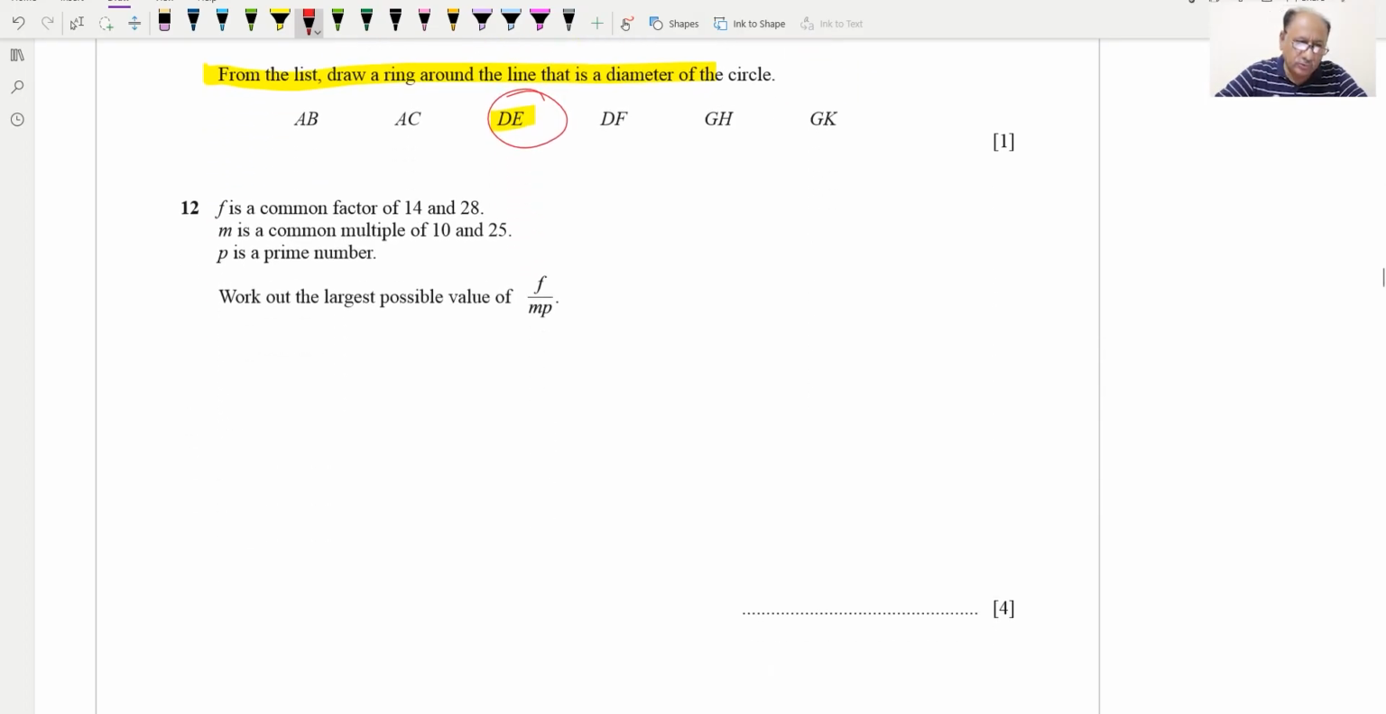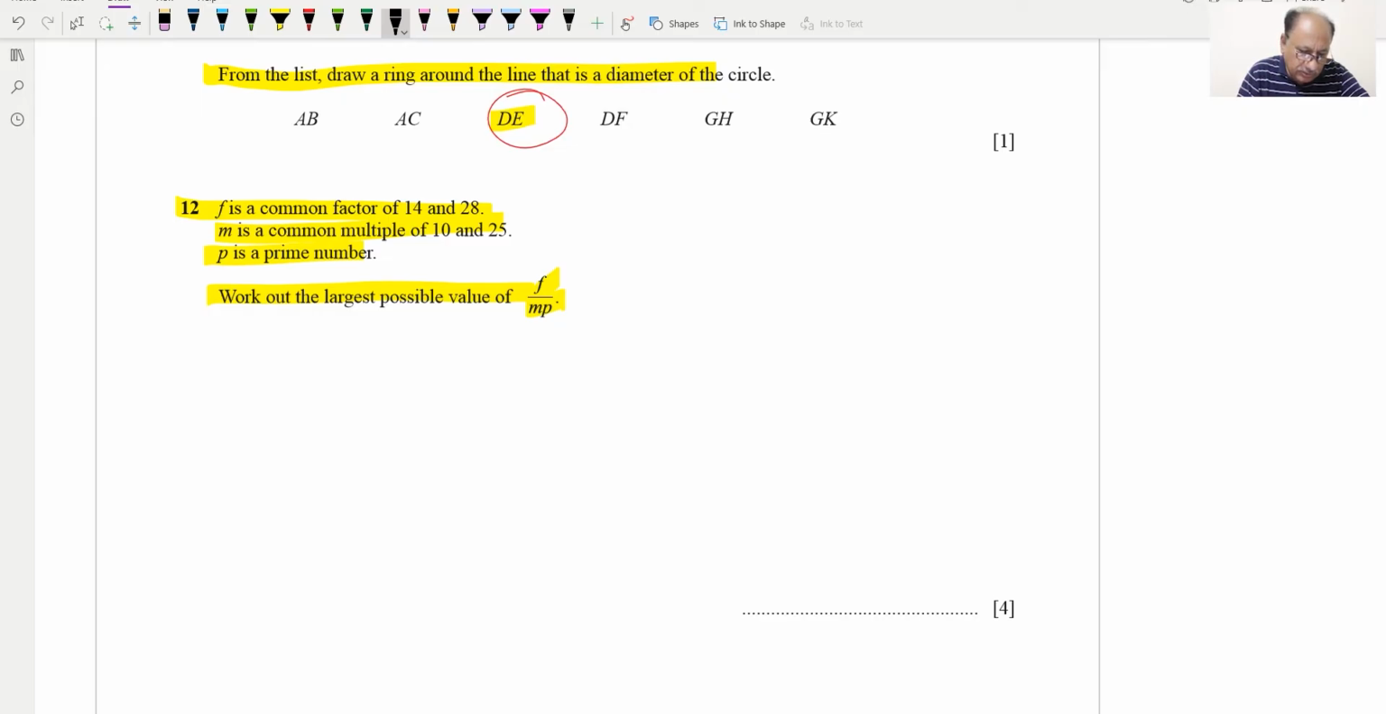And question number 12 says F is a common factor of 14 and 28. M is the common multiple of 10 and 25, and P is a prime number. Work out the largest possible value of F over MP. So first of all we need the factors of 14 and 28.